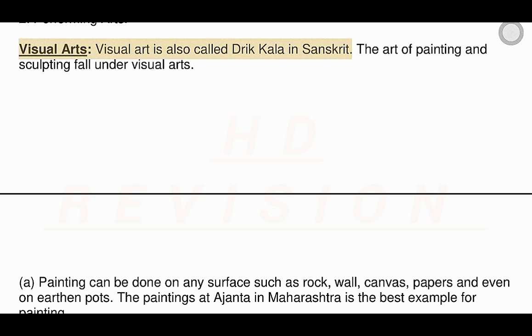Visual arts. Visual art is also called Drishyakala in Sanskrit. The art of painting and sculpting fall under visual arts. A. A painting can be done on any surface such as rock, wall, canvas, paper and even on earthen pots. The paintings at Ajanta in Maharashtra are the best example of painting.